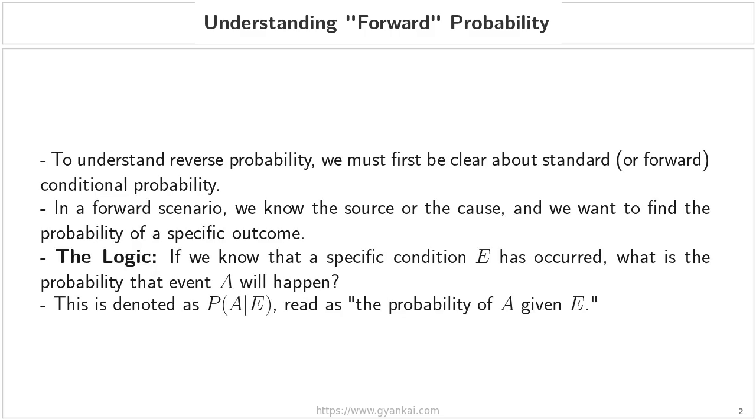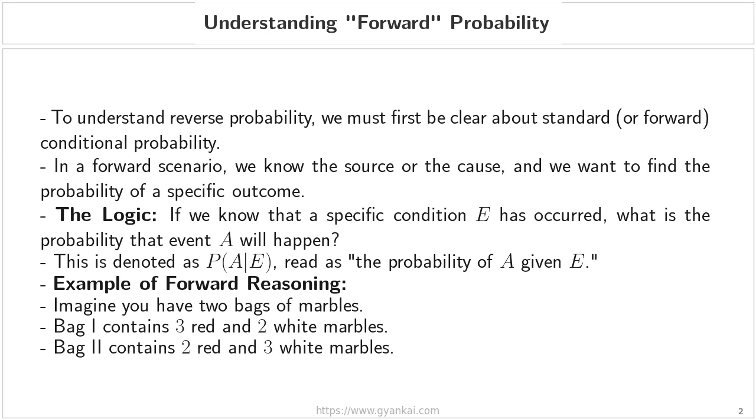In terms of the underlying logic, we are asking ourselves, if we know that a specific condition, let's call it E, has already occurred, what is the probability that event A will then happen? In mathematical notation, we write this as P of A given E, which you can read as the probability of A given E. To make this concrete, let's look at an example of this forward reasoning.